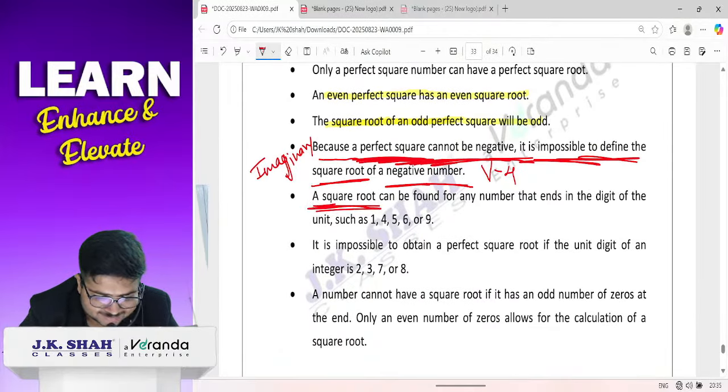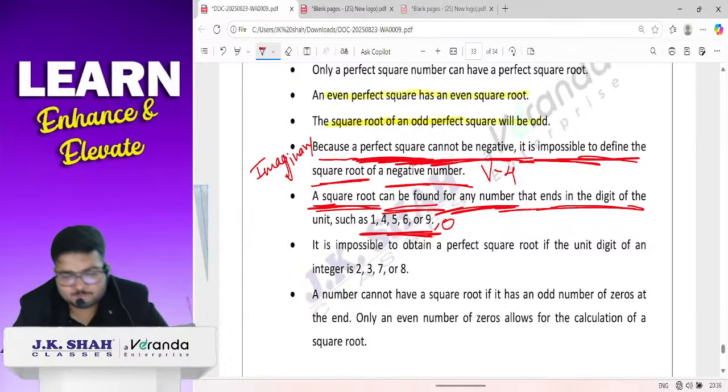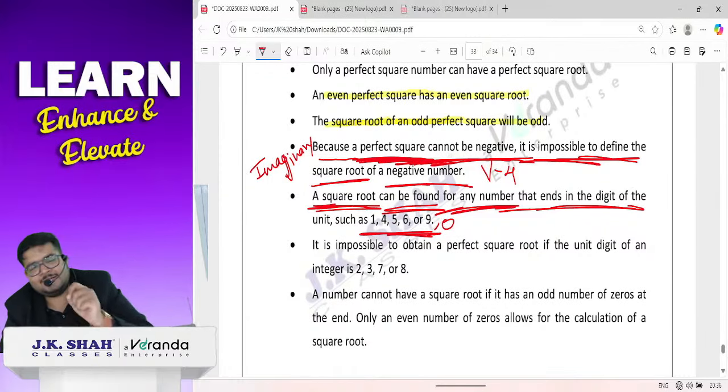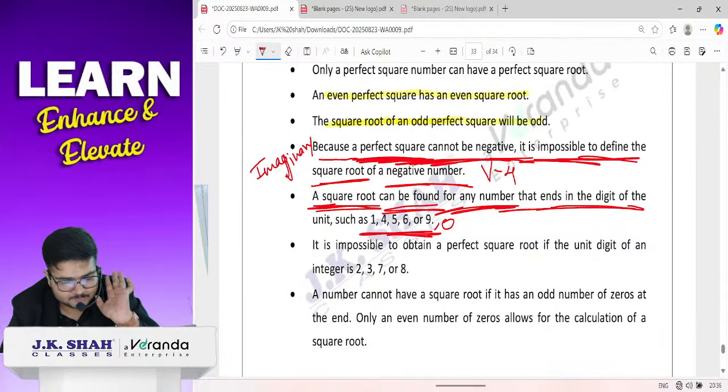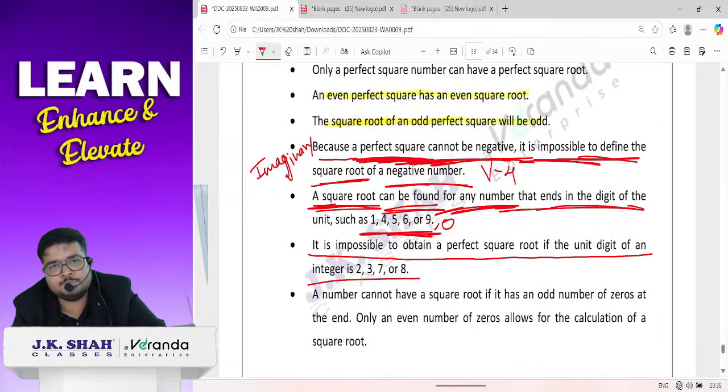A square root can be found for any number that ends in the digit 1, 4, 9, 6, 5 and 0. Just now I told you a perfect square will always end with either 1, 4, 9, 6, 5 or 0. Right? It is impossible to obtain a perfect square root if the unit digit is 2, 3, 7, 8, because I told you a perfect square will never end with 2, 3, 7, 8.